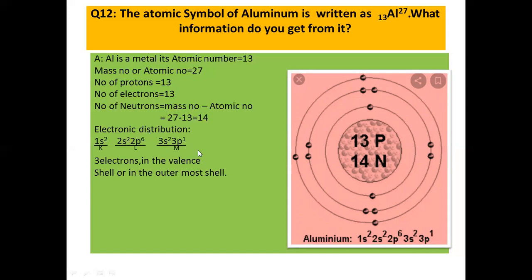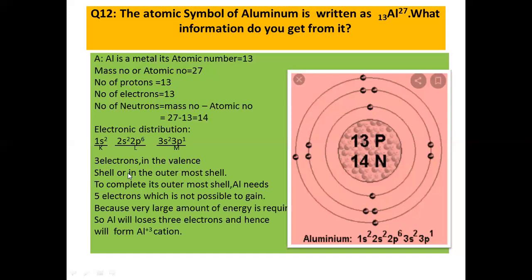Electronic distribution is 1s2, 2s2, 2p6, 3s2, 3p1. So 1 is the first shell, 2 is the second shell, and 3 is the third shell, which are also called K, L, and M shells. So three electrons are present in the valence shell or in the outermost shell. How many? Three. 2 plus 1 equal to 3. Three electrons are present in the valence shell or in the outermost shell of aluminum.